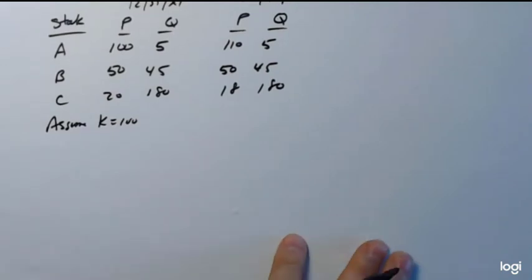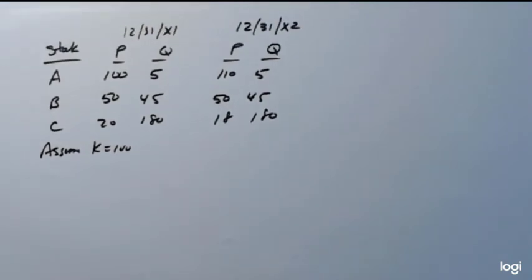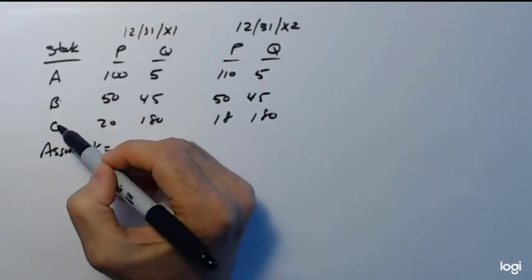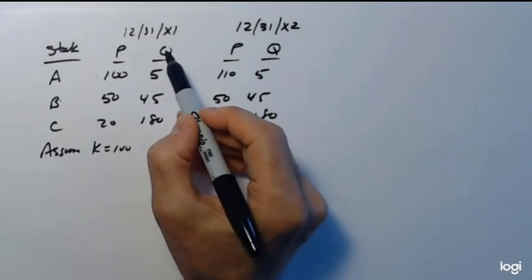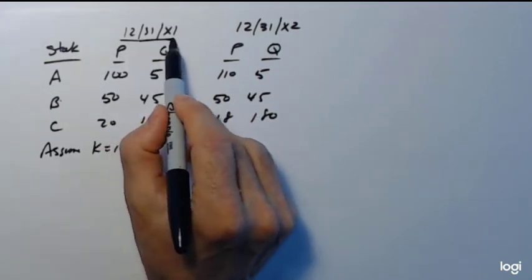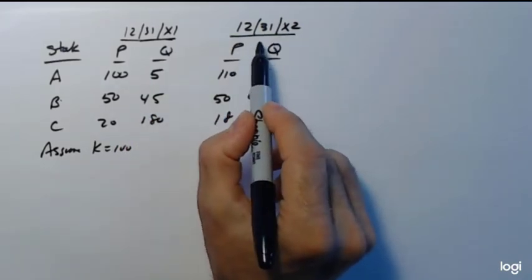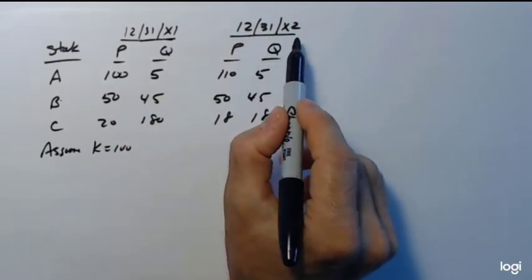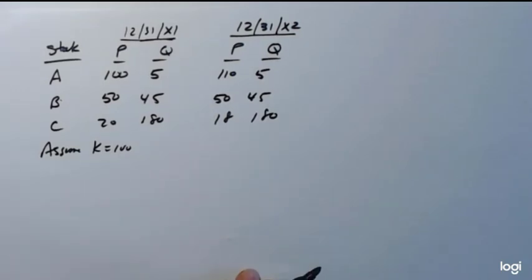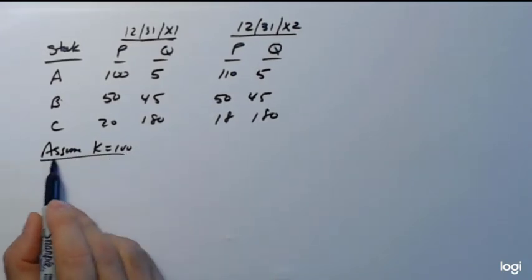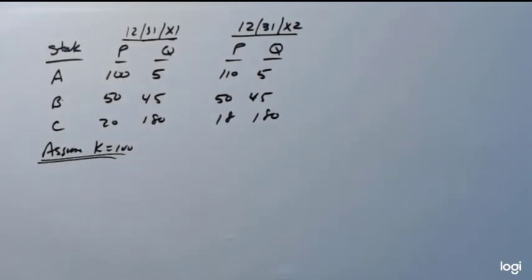So here we have it written out, and there's stock A, B, and C, and here's the price and the quantity as of December 31st, X1, the first year. And then we've got the price and quantity as of December 31st, X2, one year later. And we're going to assume K is equal to 100. And then the question becomes, compute the price-weighted index and how much it changed by, and compute the value-weighted index and how much it changed by.